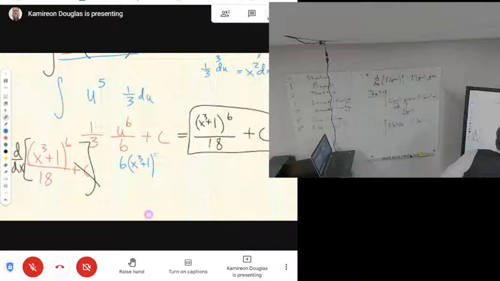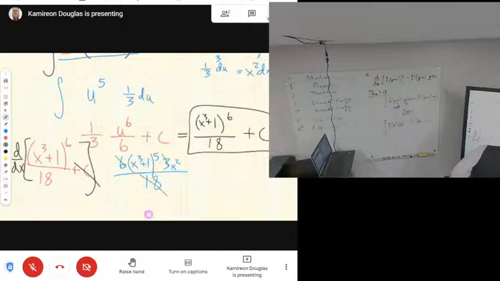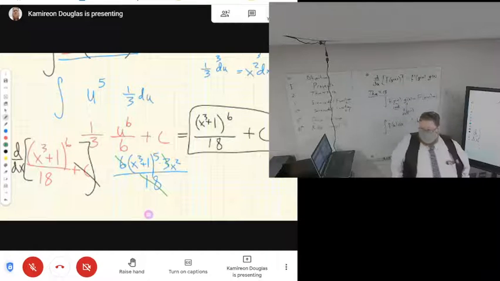Subtract 1 from the power, making it a 5. Times the derivative of the inside, because it's chain rule. They become 3x squared, all over still 18. The 6 and the 3 both cancel with the 18, leaving me with the exact same function as before. Look at how good we are.